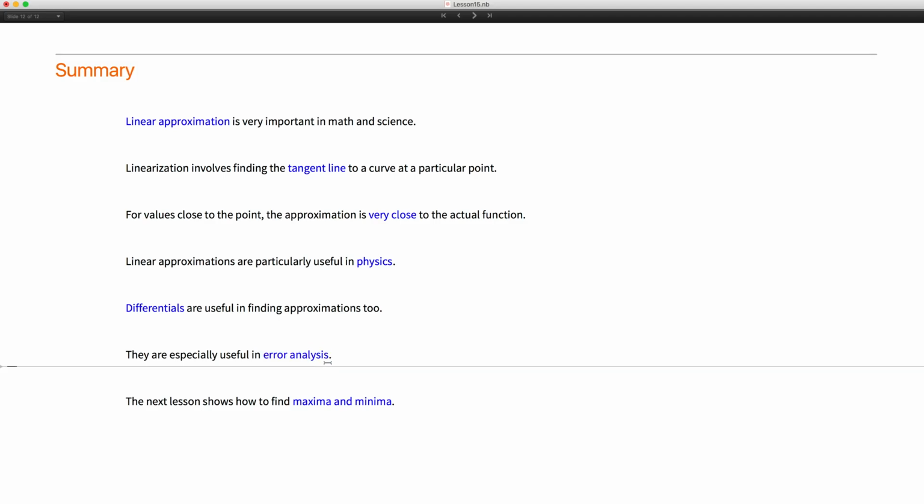So that brings me to the end of this lesson, and the next lesson will talk about maxima and minima. But before doing that, we will have a problem session to go over some examples for errors and approximations, and then we'll get back to maxima and minima.